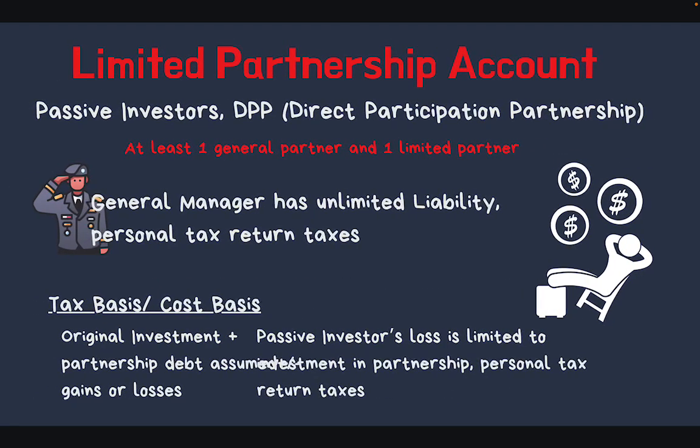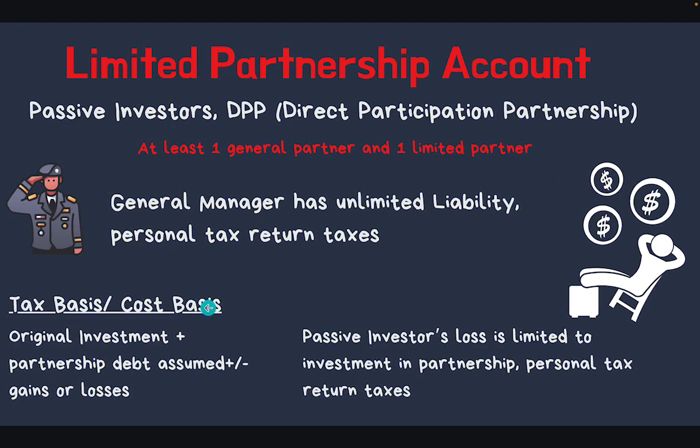A limited partnership account. Okay. So you can have a general manager and you can have passive investors, which is a direct participation partnership. You have to have at least one general partner and one limited partner. The general manager has unlimited liability, and everybody claims this on their personal tax returns.